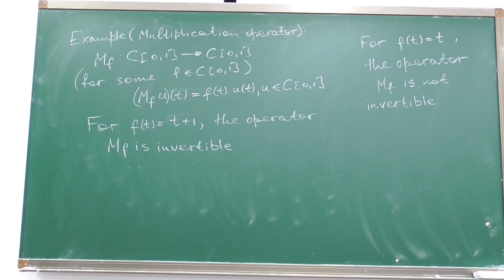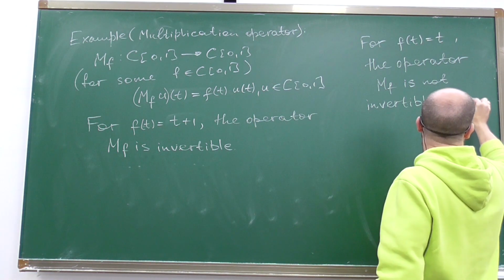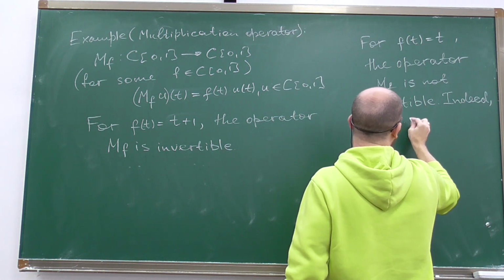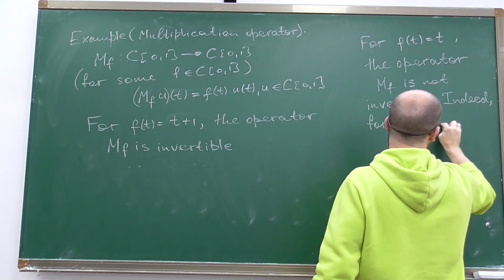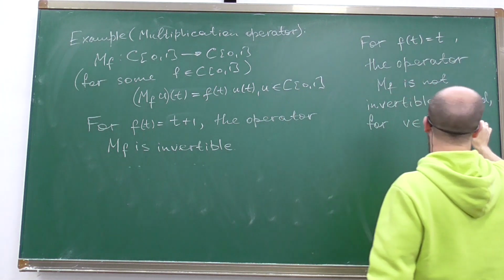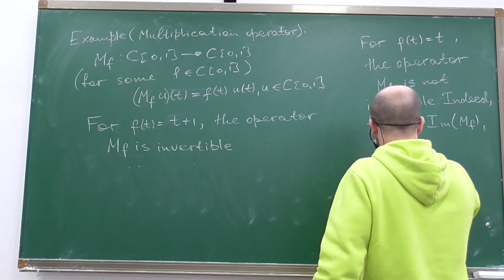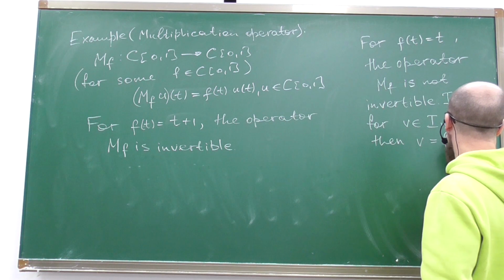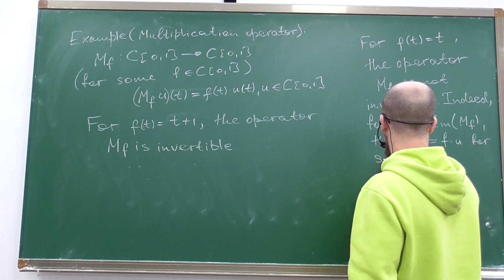Indeed, if we consider the image of this operator, if we take any function v from the image of mf, then, by definition, this v equals f times u for some function u.